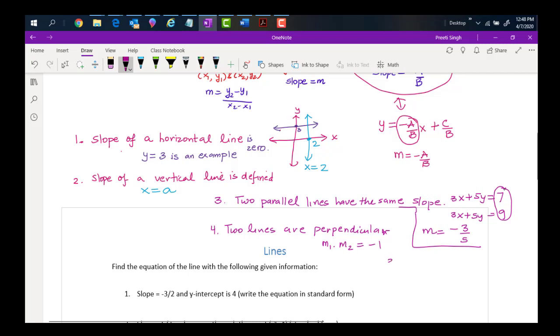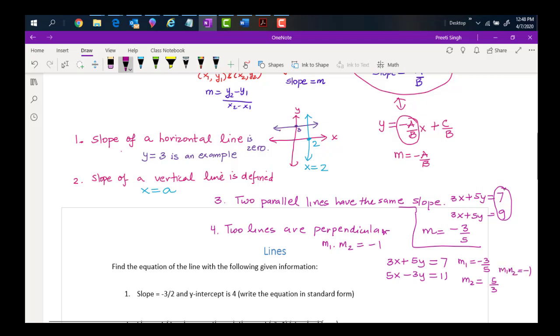For example, let's take the first line same as I took before, 3x plus 5y equals 7. My second line must be 5x minus 3y equals any number, let's say 11. So if you see here, the slope of my first line is -3/5, but the slope of my second line, m2, is 5/3. And when I multiply these two, 3/5 times 5/3 with the negative is -1. m1 times m2 is -1.